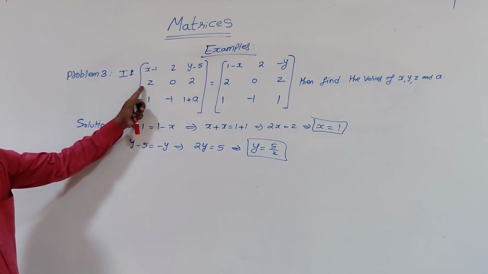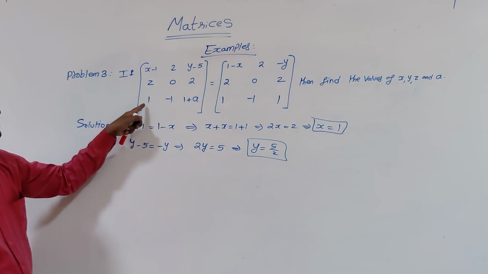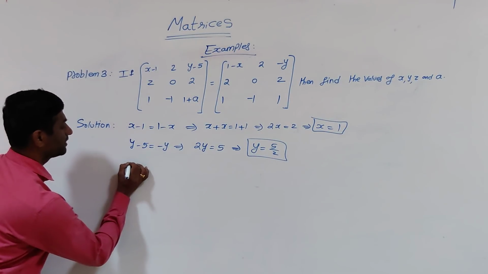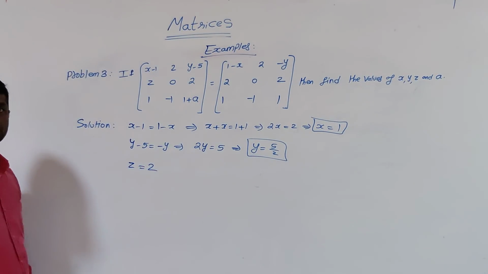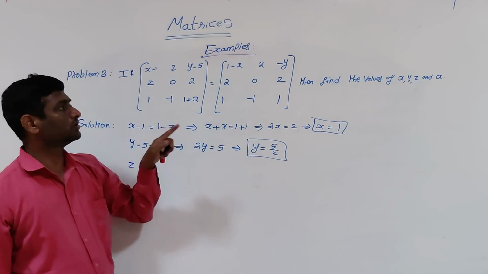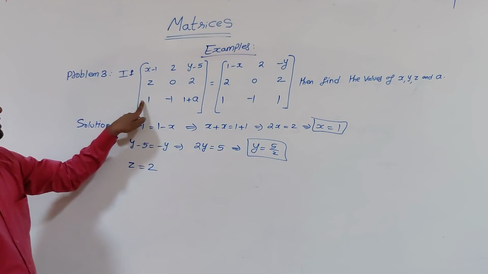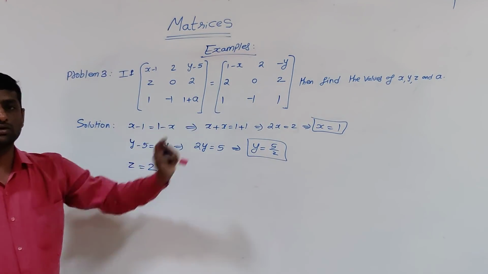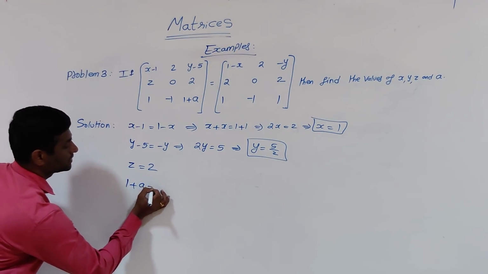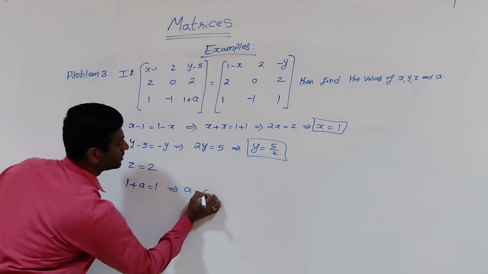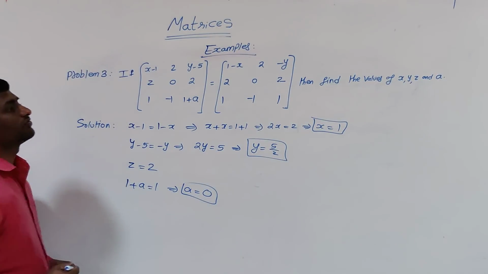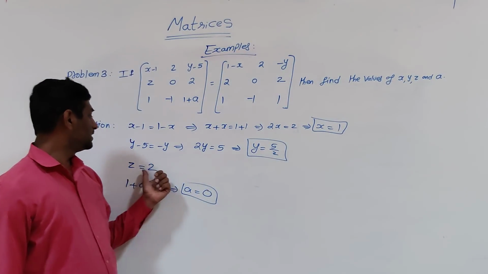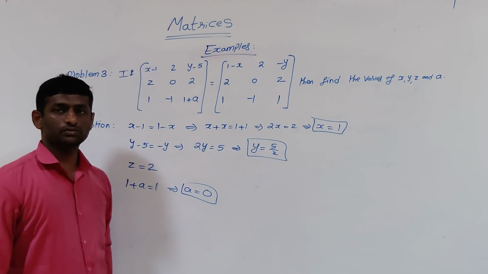Next, the second row first column element should be compared with the second row first column element, so we have z is equal to 2. Next, 0 is equal to 0, 2 is equal to 2, 1 is equal to 1, minus 1 is equal to 1 minus 1. And next, 1 plus a is equal to 1, which implies a is equal to 0. So the values are x is equal to 1, y is equal to 5 by 2, z is equal to 2 and a is equal to 0.